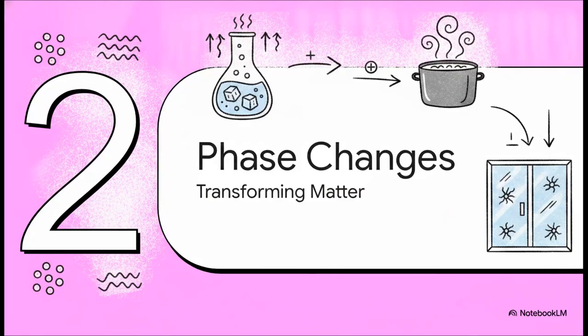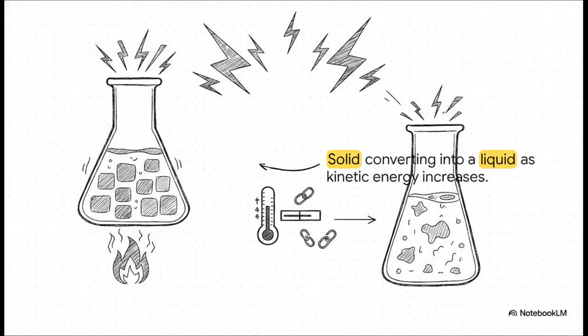Moving right along to Section 2, states and phase changes. Let's see how temperature and internal energy transform matter. Picture a solid block of ice again. The particles inside are locked into a fixed position, just vibrating in place. But when you add heat, you increase their internal kinetic energy.